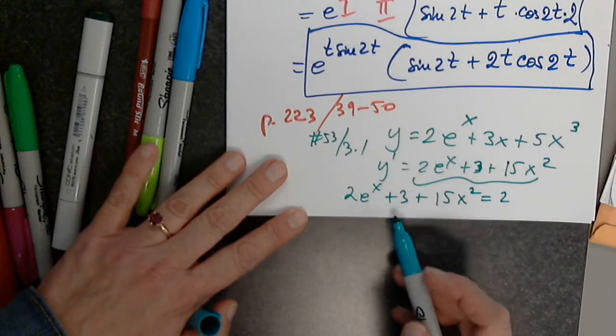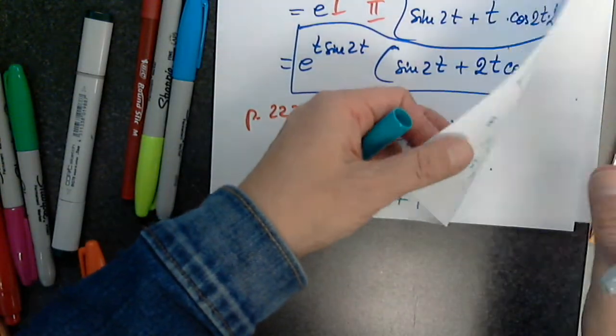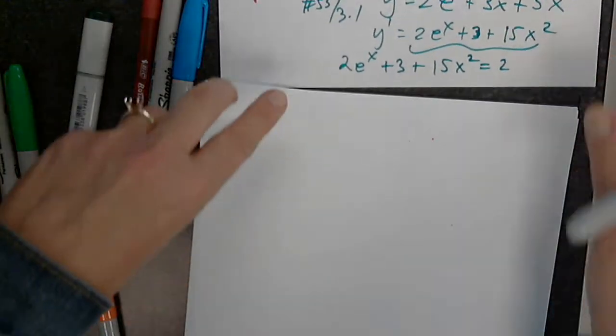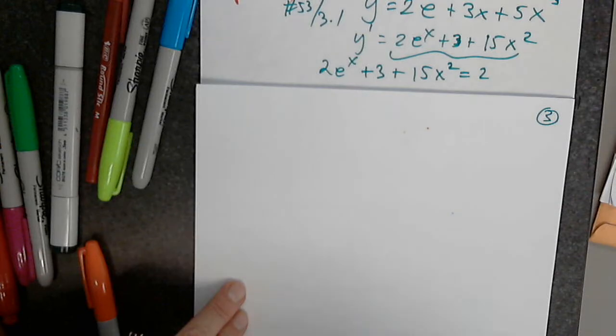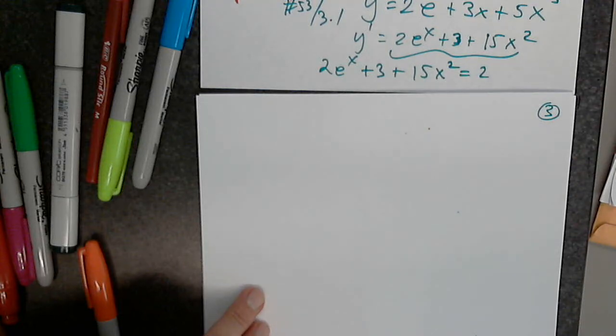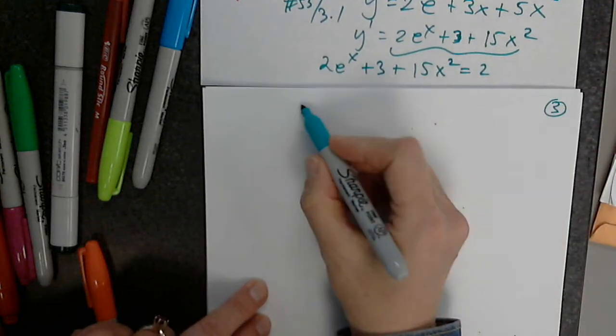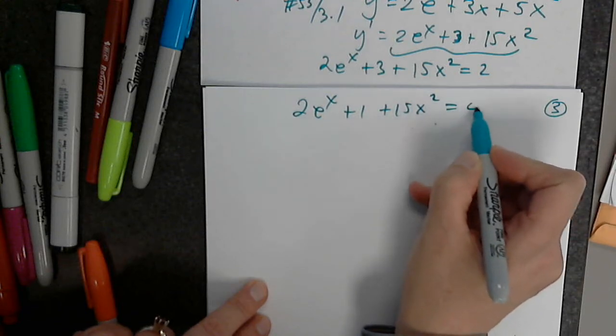I subtract 2 from both sides. Again, you will be so much better off if you would find the time to redo all problems we do in class. You will start not from here when you get home, but from here. That's my opinion. So 2e to the x plus 1 plus 15x squared equals 0.